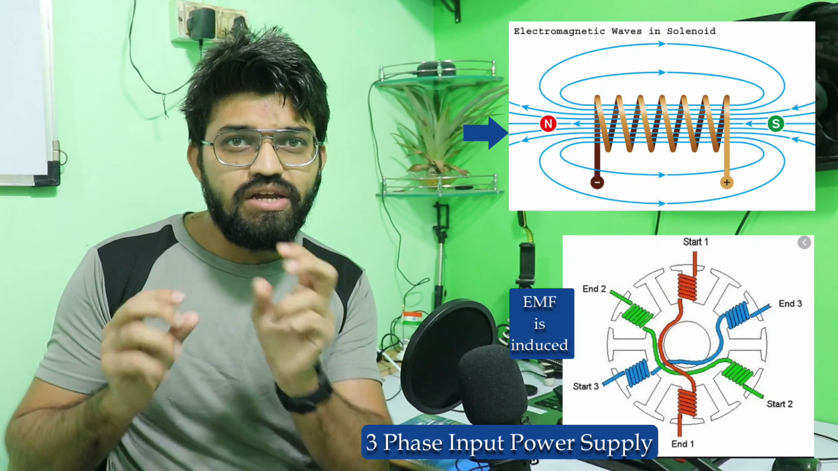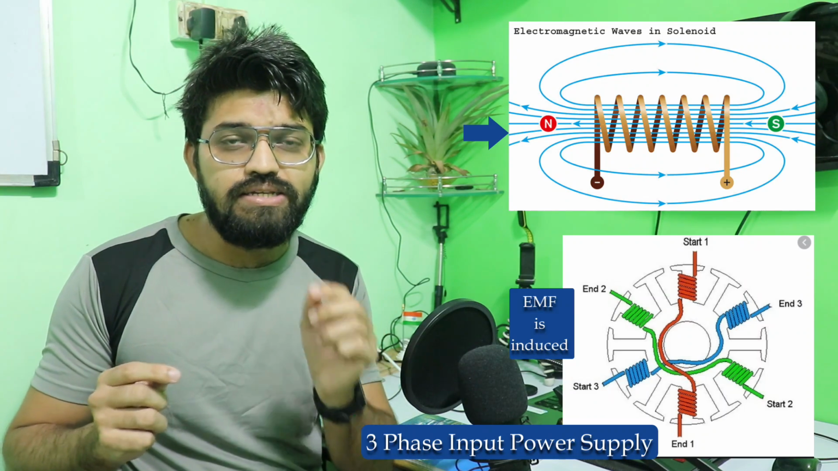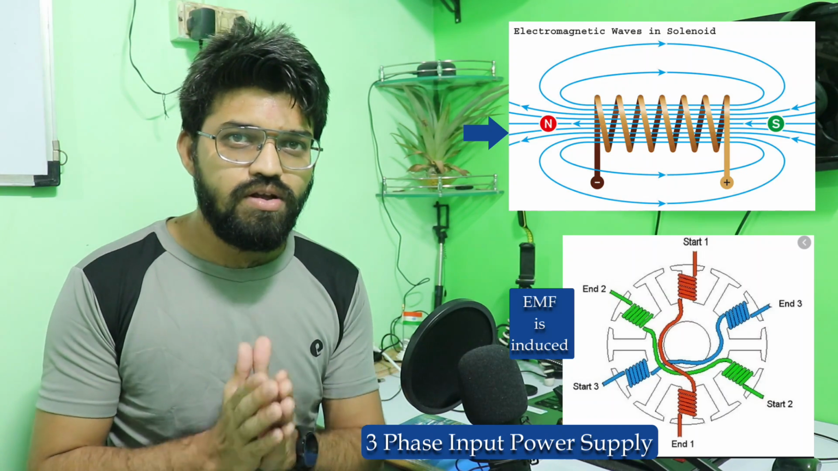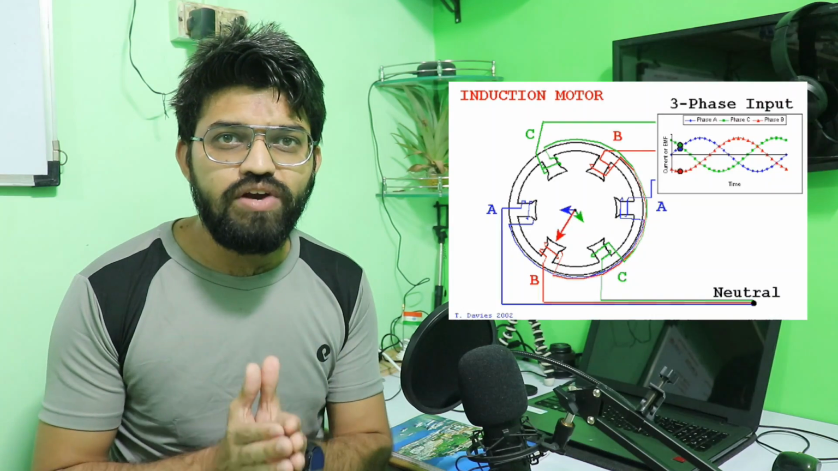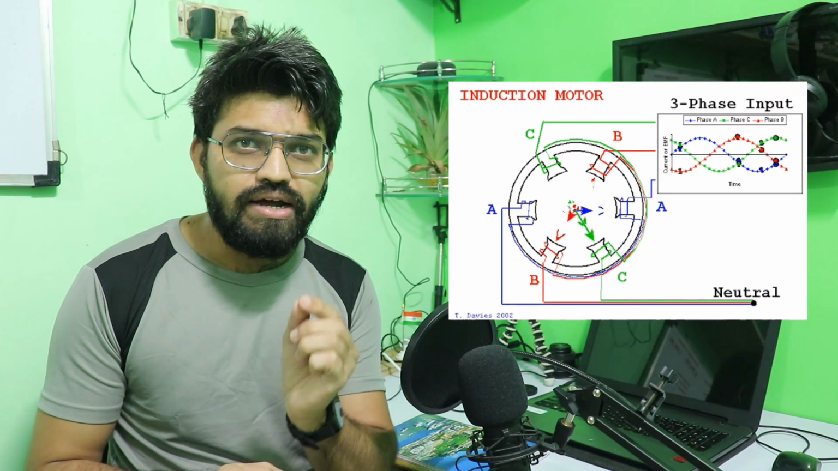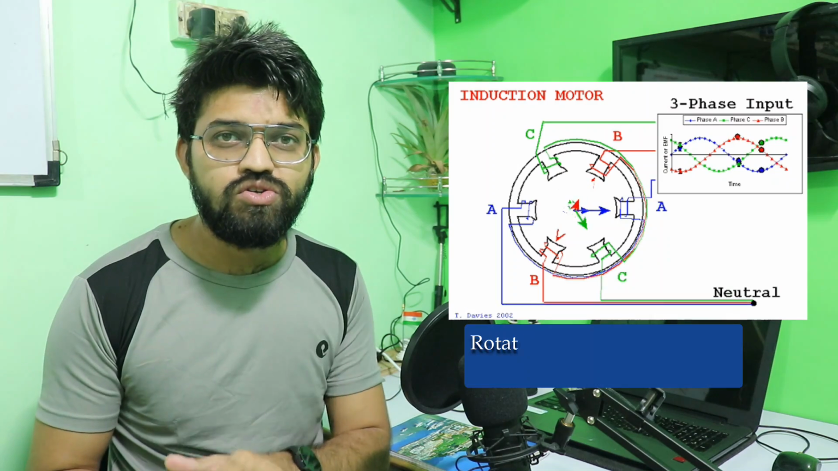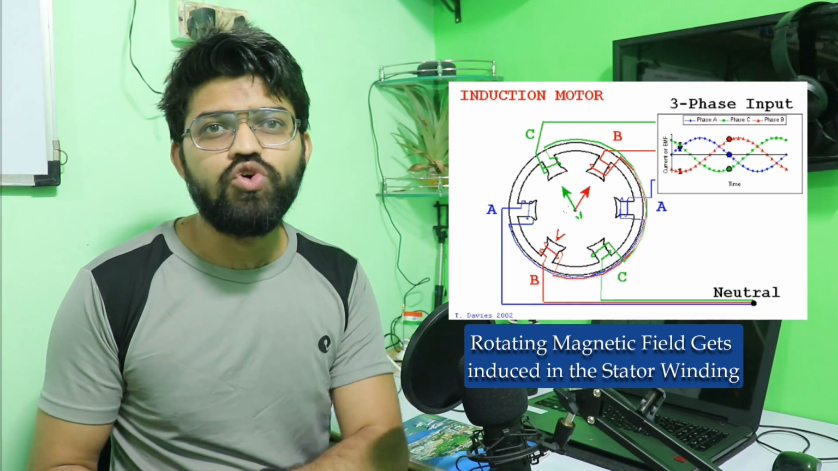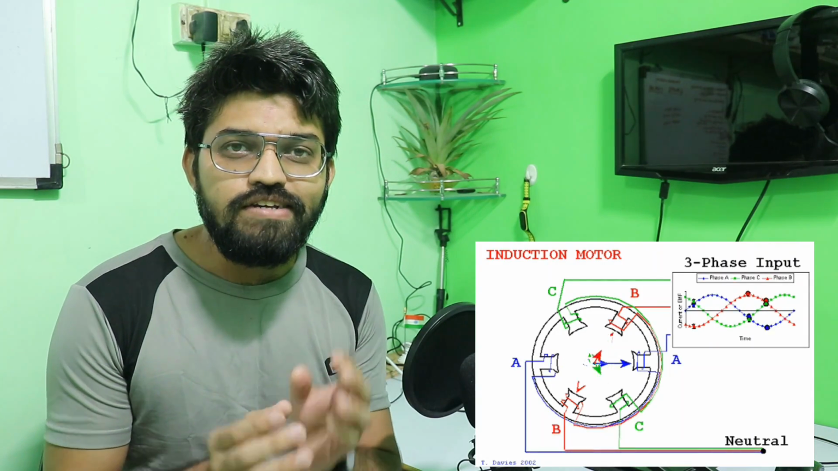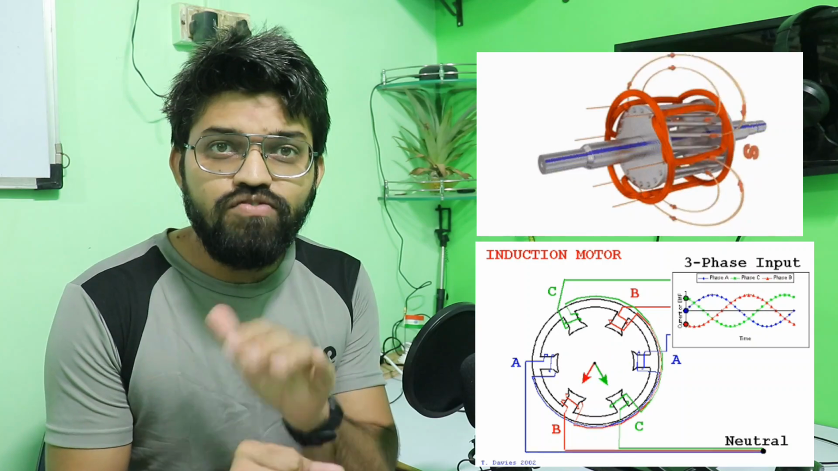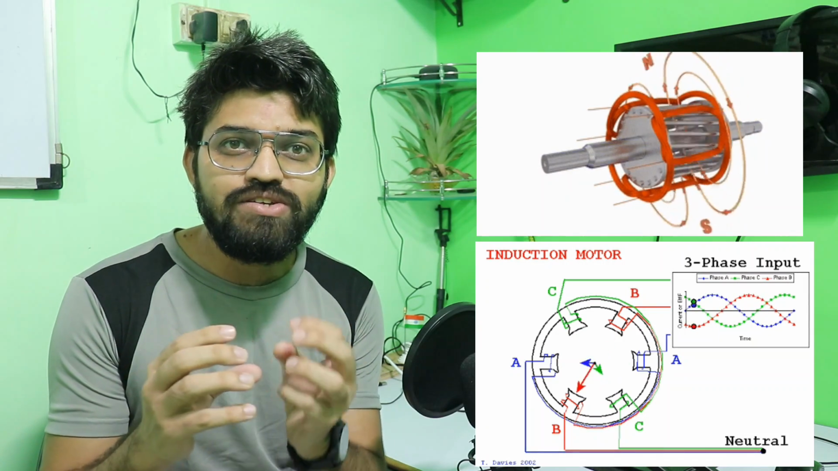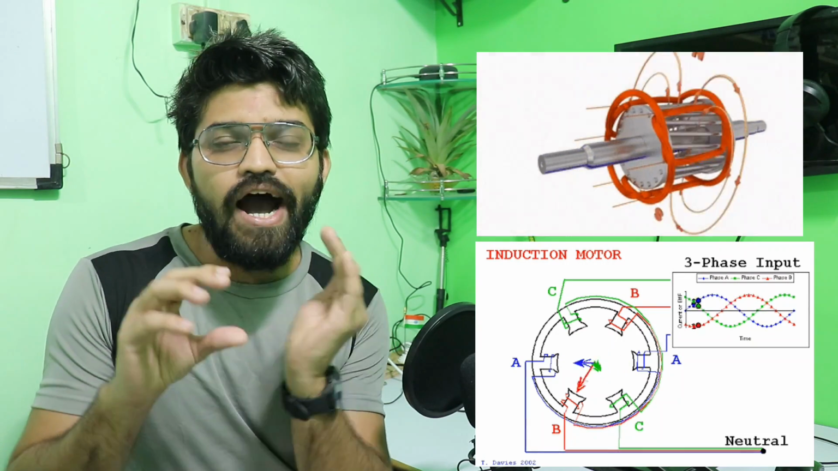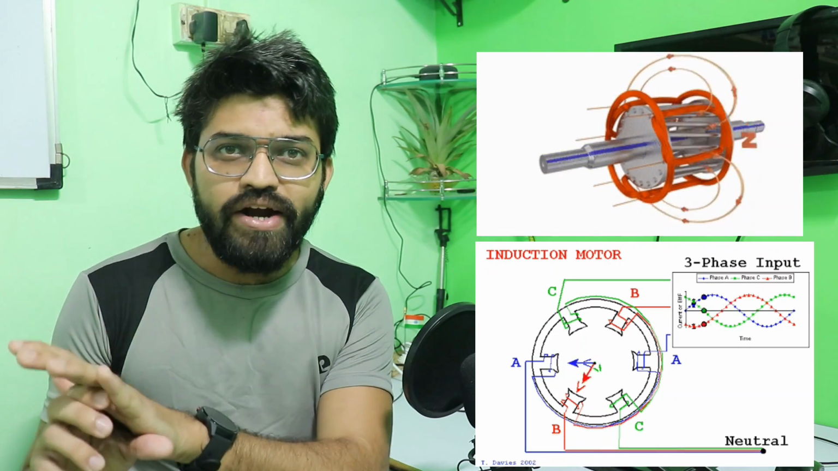And over here the three-phase arrangement is such that the magnetic field which is produced starts rotating. So over here, guys, a rotating magnetic field gets induced. And this induced rotating magnetic field is sufficient to rotate the rotor, which is housed inside that cylindrical stator winding.